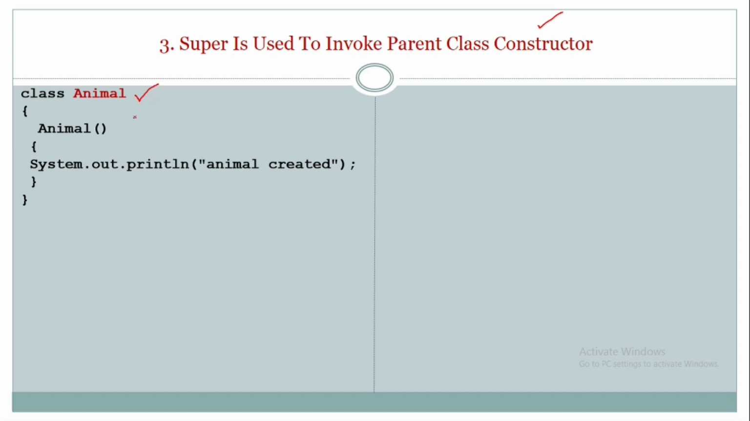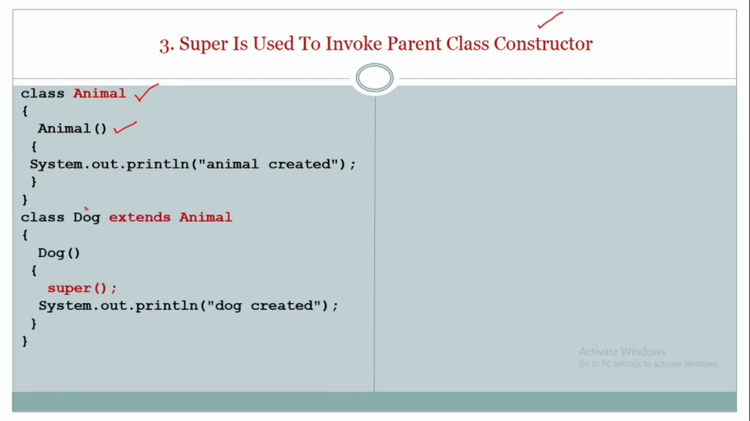class with the name Animal. Here, this is a constructor of class Animal that prints "animal created", and Dog is a subclass of class Animal, and again there is a constructor within that subclass called Dog. And as you can see here, this super keyword will call the base class constructor, and it will just print "dog created".